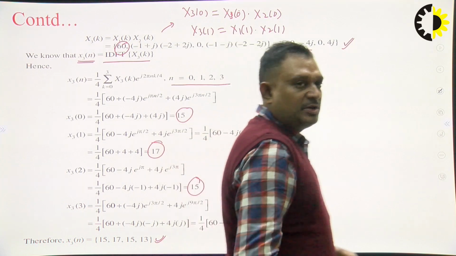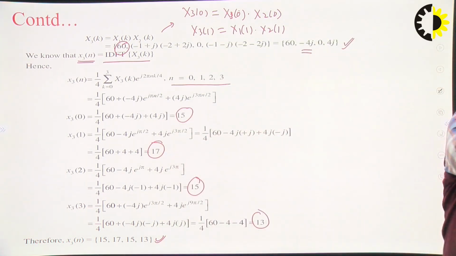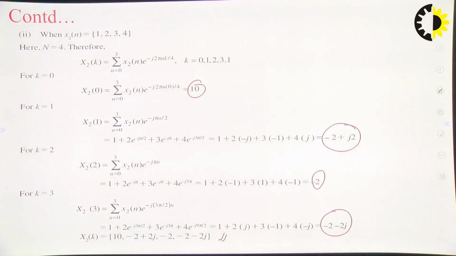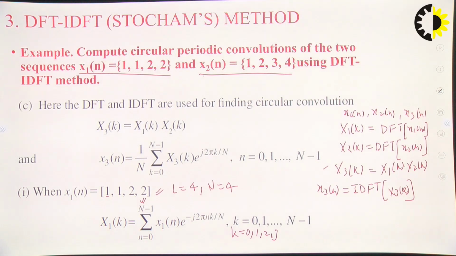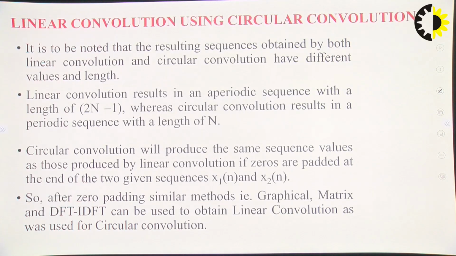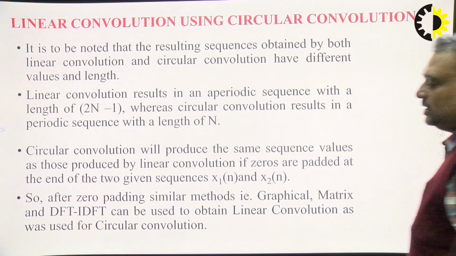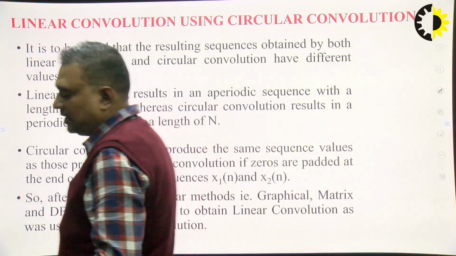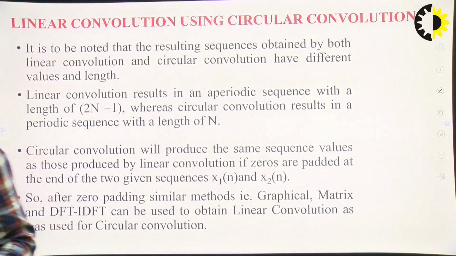Okay. So this method is somewhat tedious to be solved with the help of a pen and copy. Otherwise, with any computer algorithm, it is quite simple. So this is how we have calculated the circular convolution. Now we have to find out the linear convolution using circular convolution.